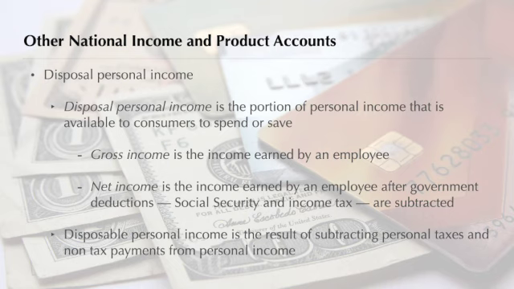To estimate a given nation's disposable personal income, the total amount of income available to a nation's people to spend or save, economists subtract personal taxes and non-tax payments from personal income. Personal taxes include income, estate, gift, property, and motor vehicle taxes. Non-tax payments include fines and passport fees.